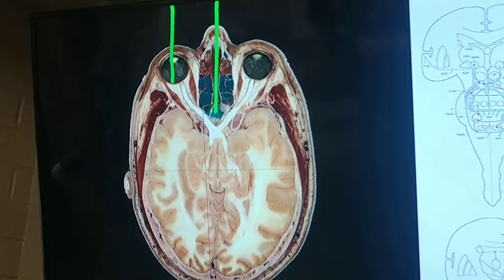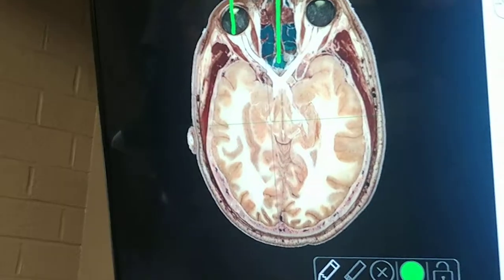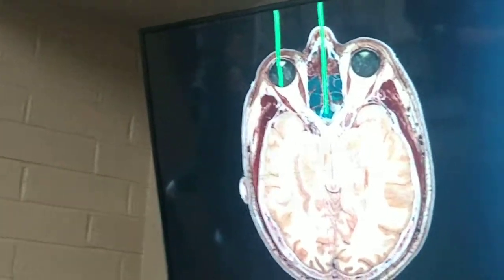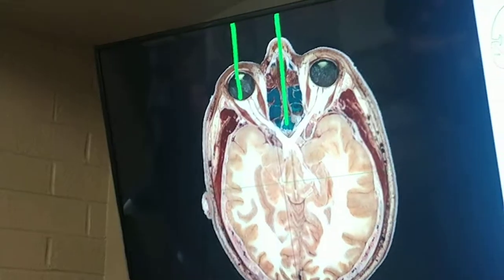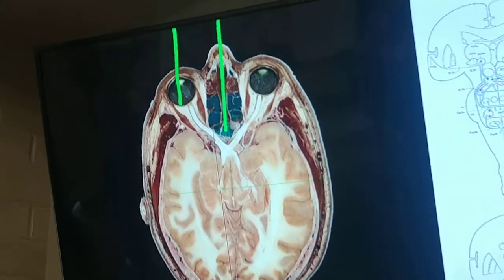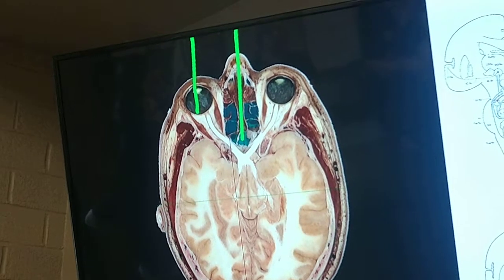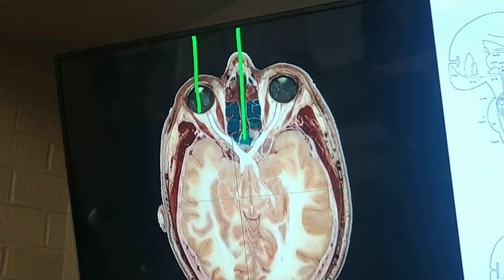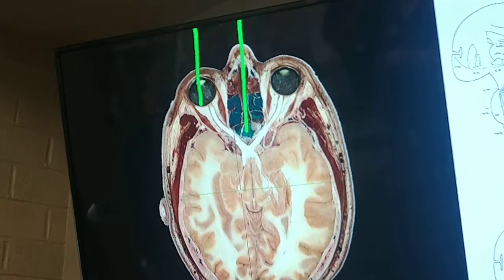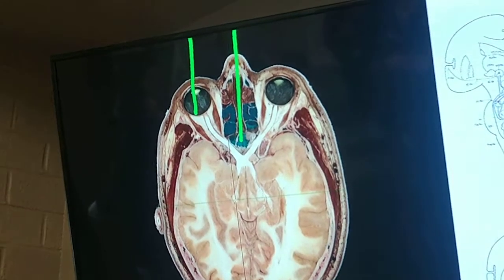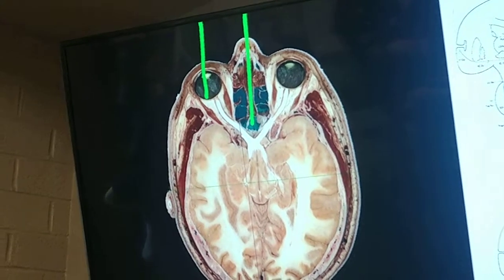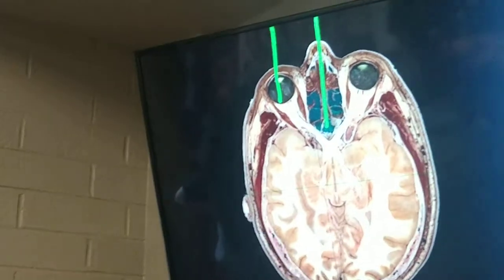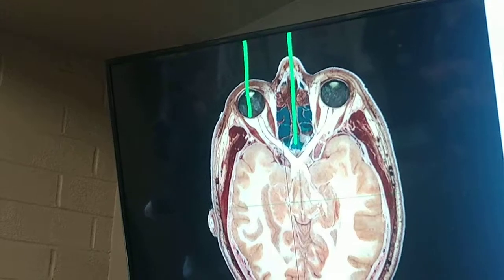So when you're learning to do your fundoscopic exam, right? You come in from the side, you look for the red reflex, and then when you find the red reflex, you're looking straight back. Why do you come in from the side, and then you look straight back? What's straight back? If you're looking straight back, you're not going to see the optic nerve, you're going to see the macula, the fovea and the macula. And just medial to that is going to be the optic nerve.